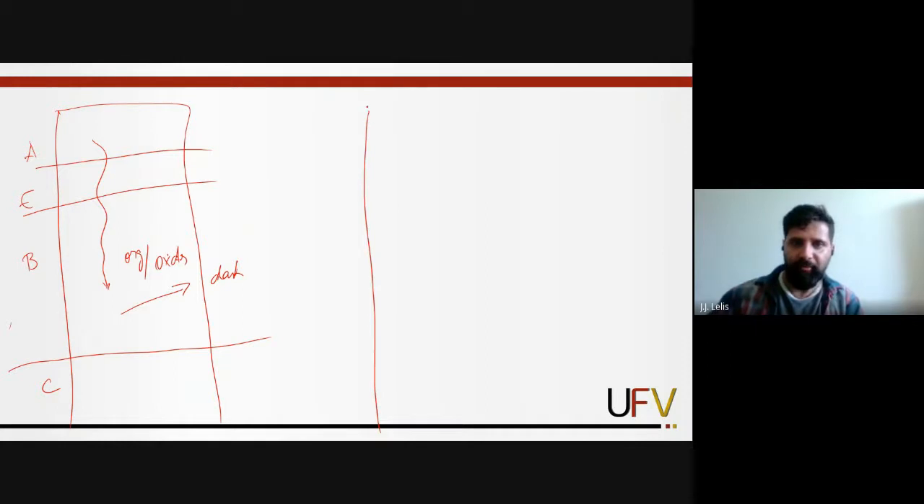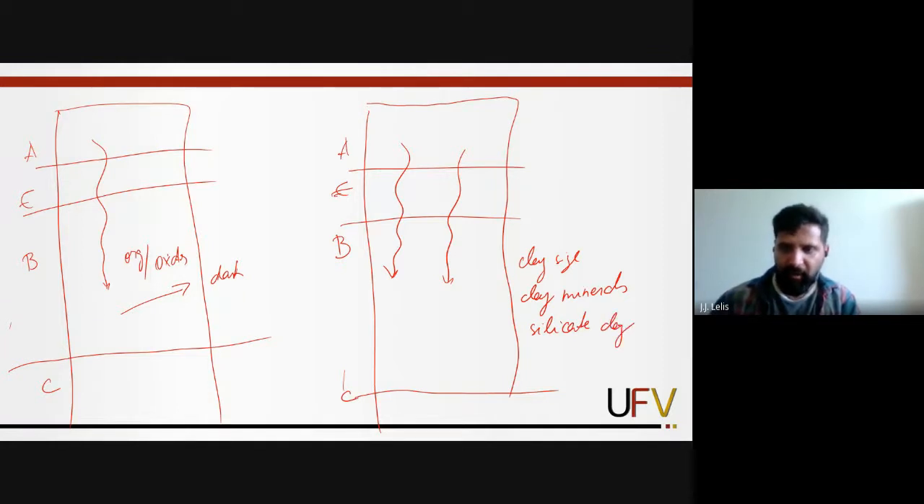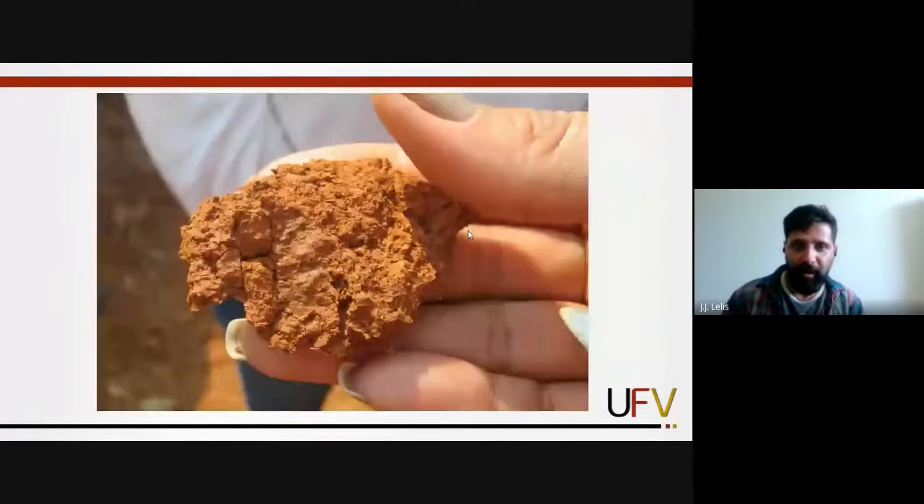And if I have migration of clays, specifically clay size minerals or clay minerals or silicate clays, I will produce shiny surfaces, okay? So they are very different. You can see here.